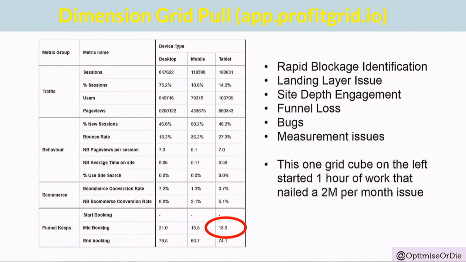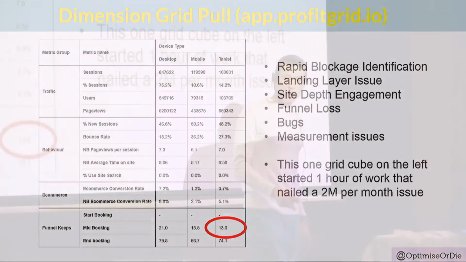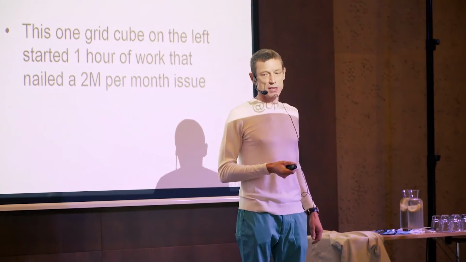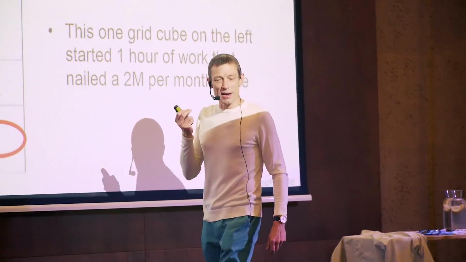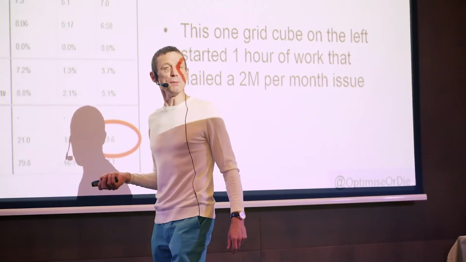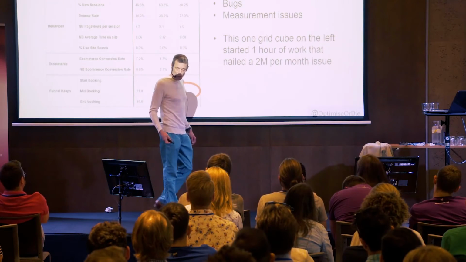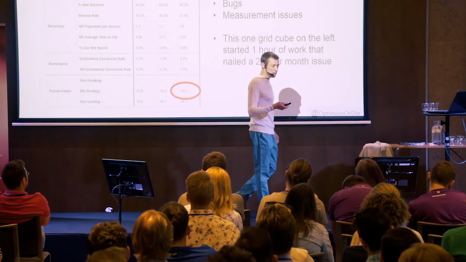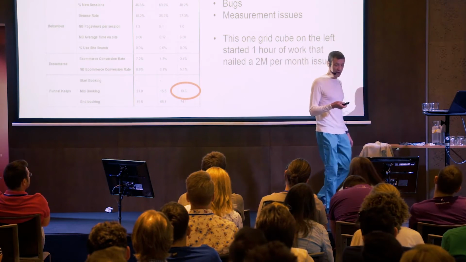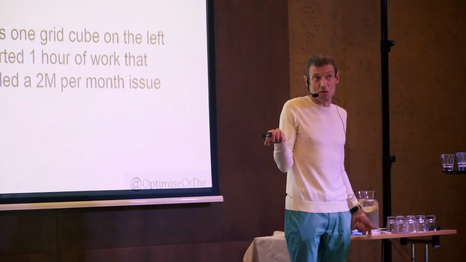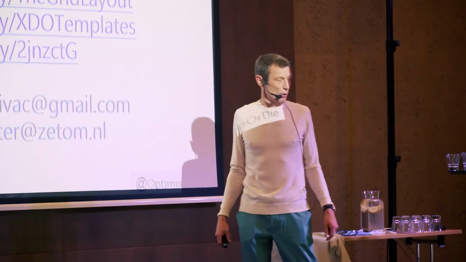This one little bug here, where we saw an issue in the early part of a funnel on a travel site, it started 1 hour of testing work that nailed an issue that cost £2 million a month. It was worth, once we worked out the final loss, it was more like £900,000 because people booked on another device. £900,000 a month is nice money to have, though.